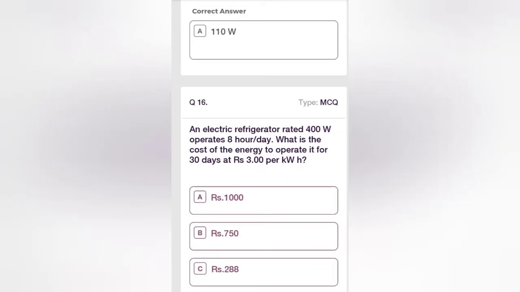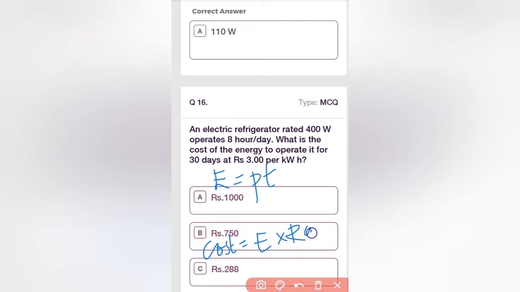An electric refrigerator rated 400 watt operates 8 hours per day. What is the cost of energy to operate it for 30 days at 3 rupees per kilowatt hour? So here we need to find out what is energy. Energy is equal to power into time. And cost will be equal to energy into rate. So we need to find out the cost. First we need to find out the energy.